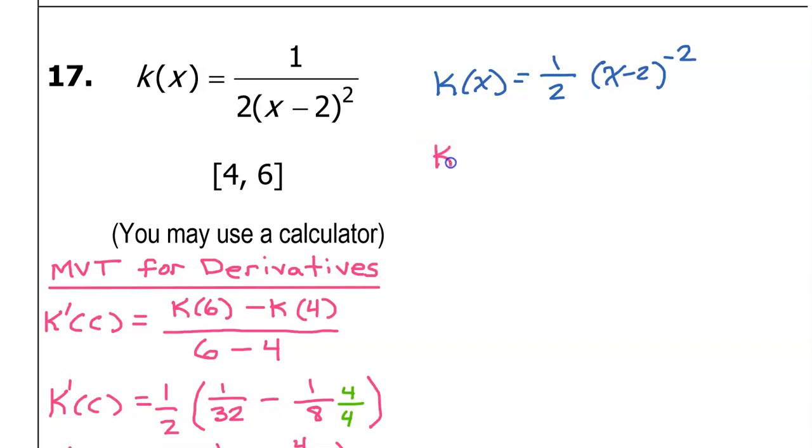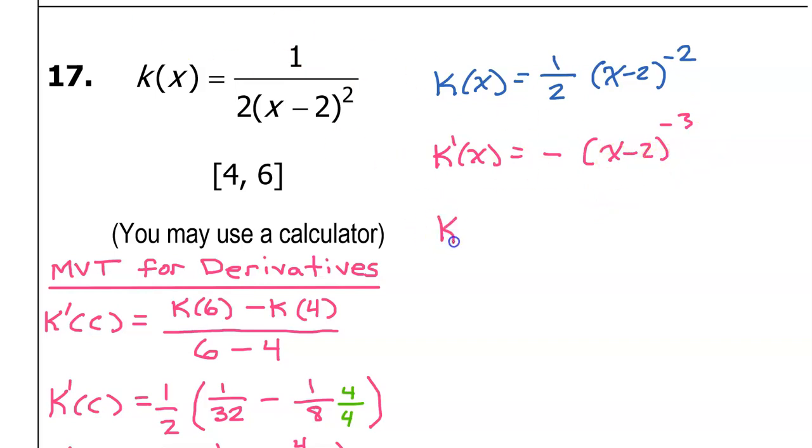So k prime is going to equal -2 times 1/2, which is -1. And then we have the x minus 2. We reduce this power by 1, so we get the -3 power. Normally we would do the chain rule and multiply by the derivative of the inner function, but the derivative of x minus 2 is just 1, so there's nothing to multiply by. So this is k prime.